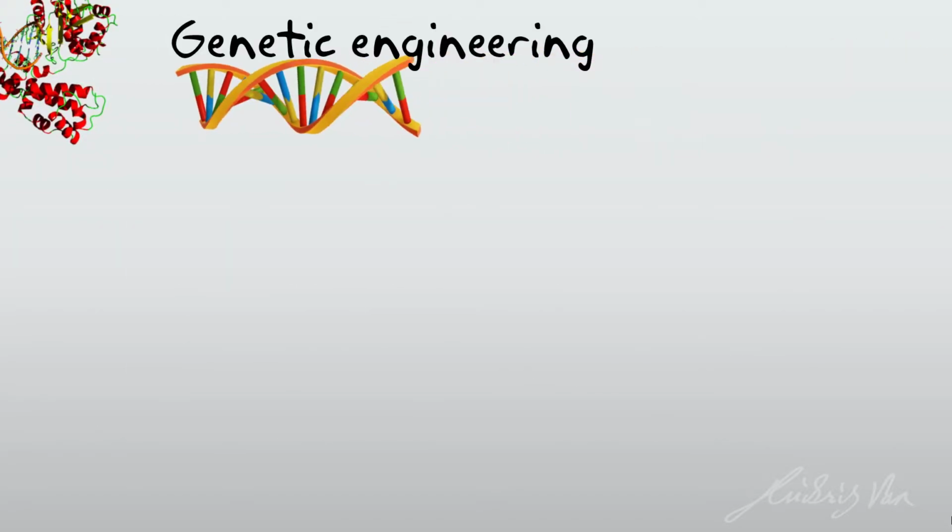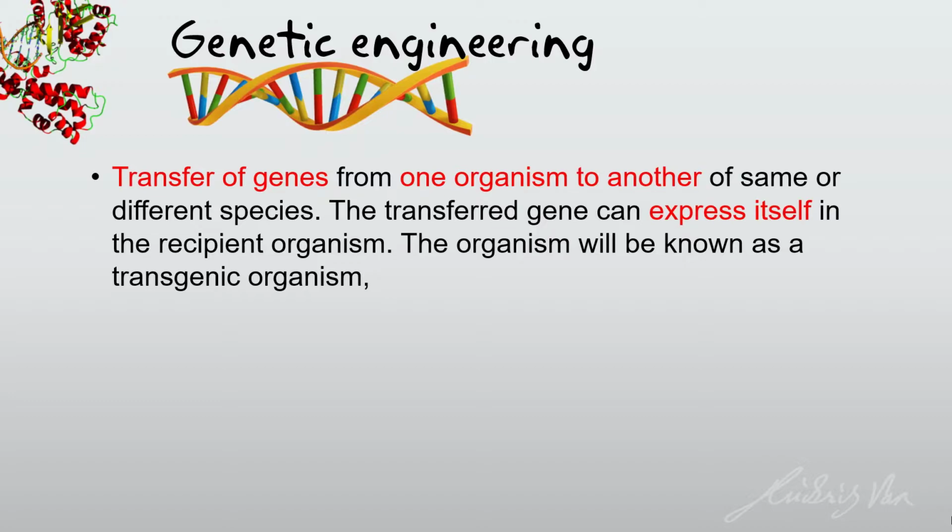So what is genetic engineering? Genetic engineering is the transfer of genes from one organism to another, be it the same or different species. The transferred gene must be able to express itself in the recipient organism. So you cannot just anyhow transfer one gene and say, oh yay, genetic engineering done. Cannot. Express here means the gene is working. The gene is being used to produce the new protein. So the organism will be known as a transgenic organism.